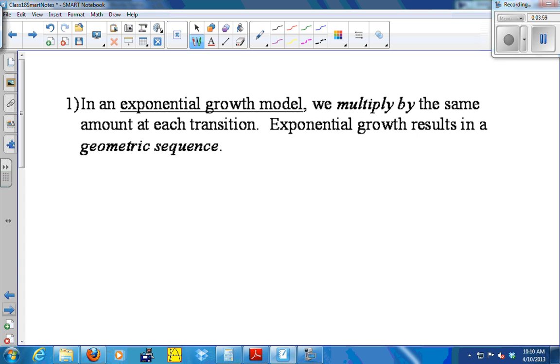So today, we're going to talk about a different kind of growth model called exponential. And this is where you multiply by the same amount at each transition. Okay. So instead of adding the same thing to each population, you're going to multiply each population by the same number. And exponential growth results in a geometric sequence. So they're kind of synonymous, geometric and exponential.